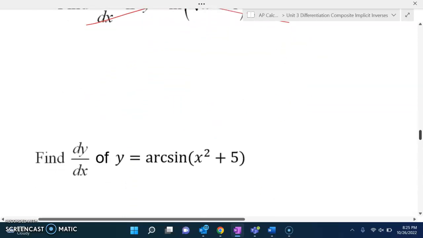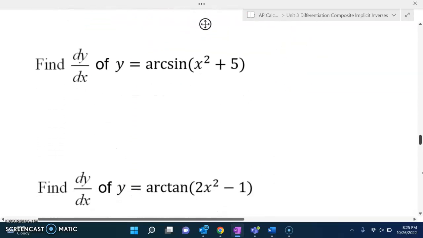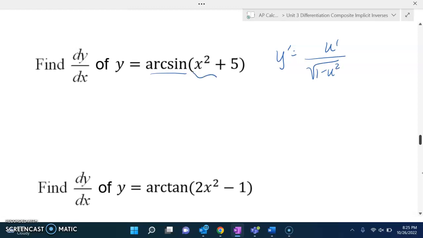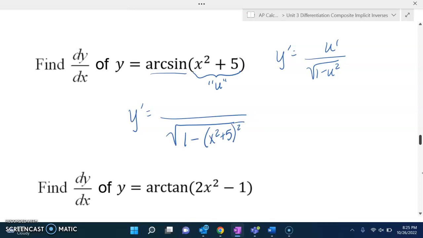We're going to skip that guy, not worth it. All right, arc sine. So once again, that's u prime over the square root of 1 minus u squared. So this whole thing is now my u. So I have the square root of 1 minus, I'm going to square all of u. I am not going to FOIL that out. Leave it alone. Don't bother. And then u prime, remember, goes up top. So the derivative of x squared plus 5 is 2x. Leave it alone.